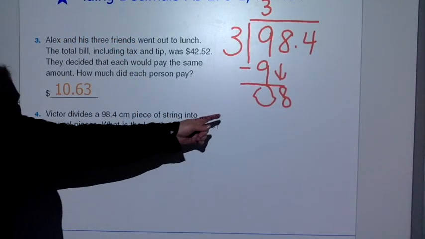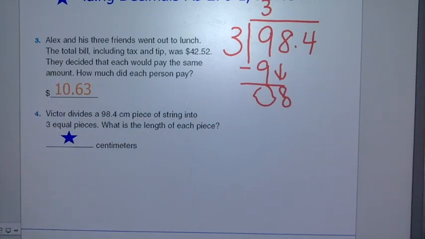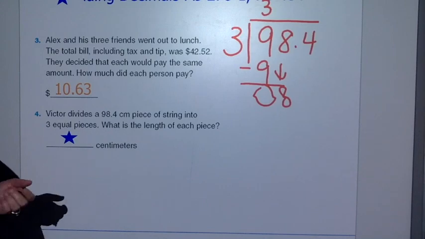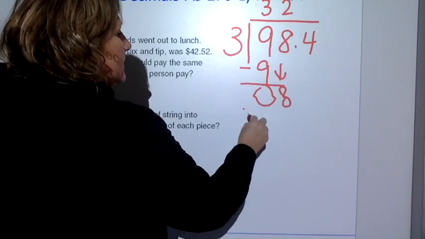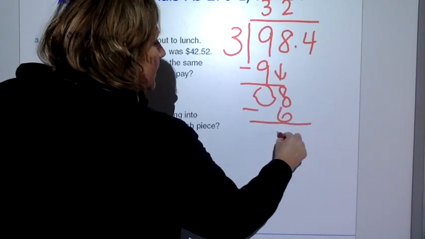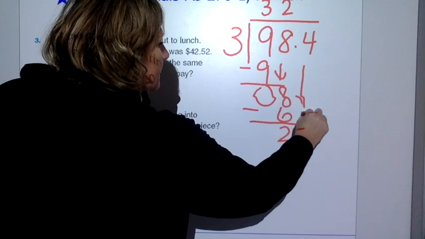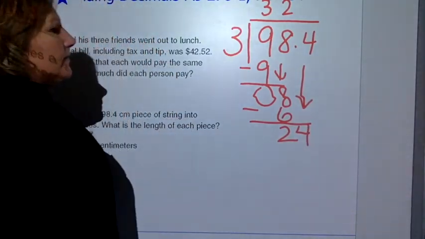I have 8 left. How many times can 3 go into 8? Well, I know that 3 times 3 is 9, so that is too much. What about 3 times 2? That is 6. Subtract. Bring it down. I now have 24 left.